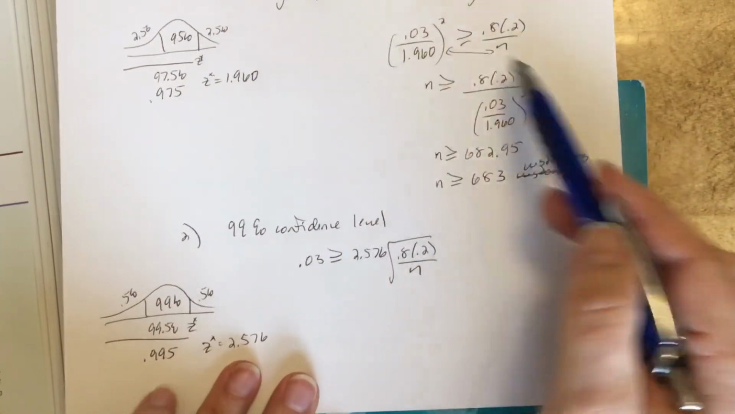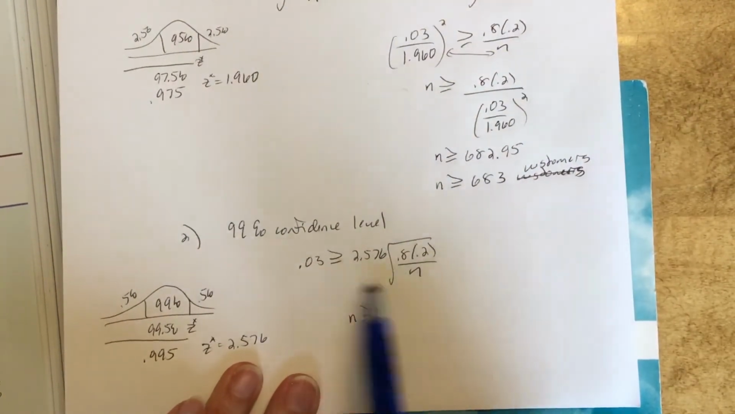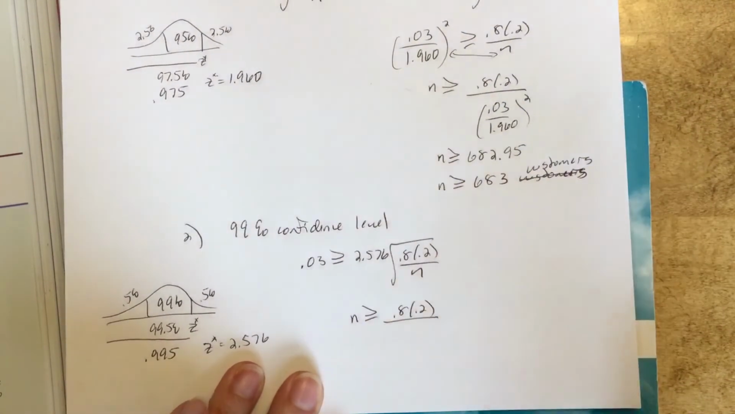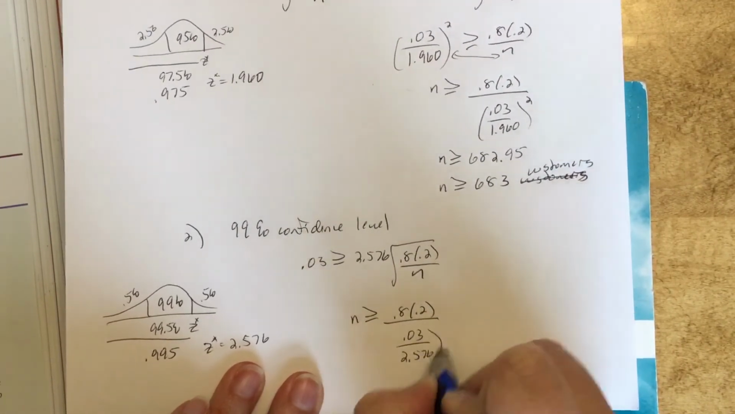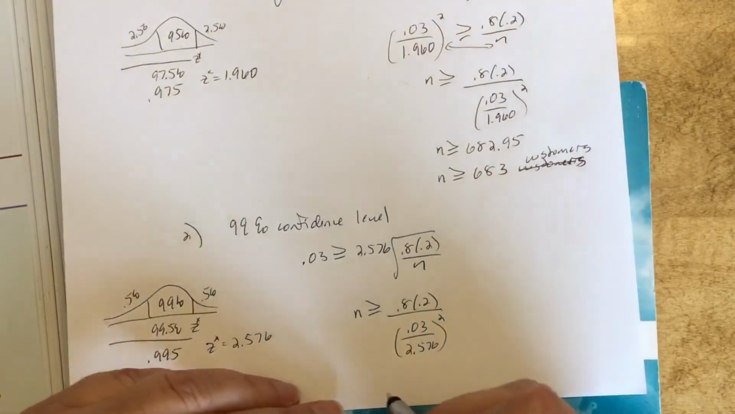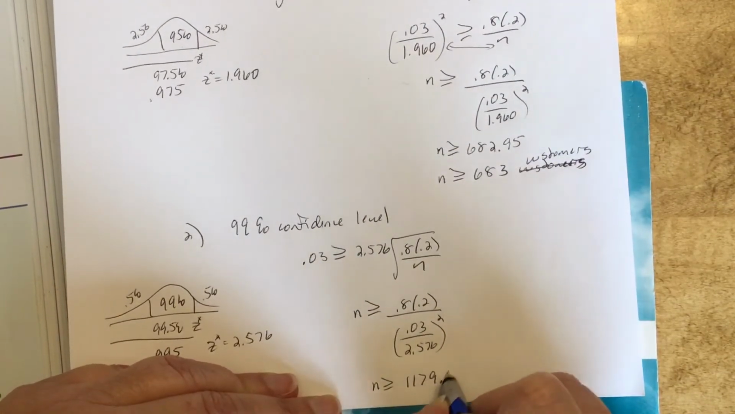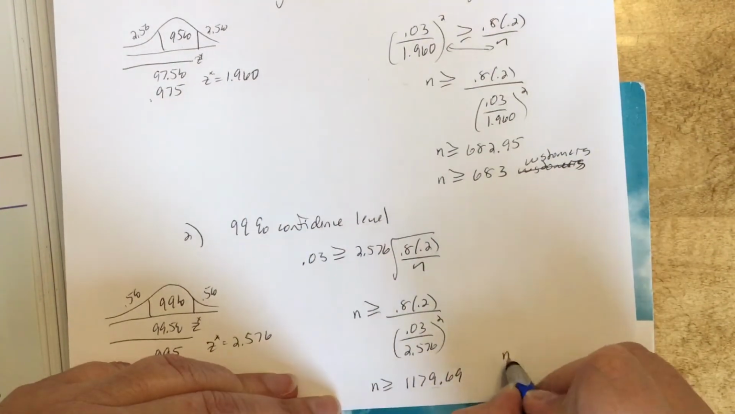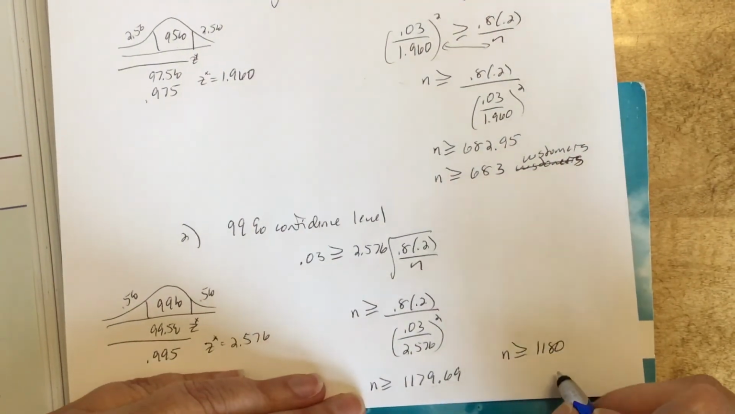And if we recall from the setup up here, and I'm just going through algebra, dividing, squaring, and then flipping, it'll be 0.8 times 0.2 over this quantity squared. Okay, so I can throw that in the calculator, and I'll get something like 1,179.69, but again, can't have a portion of a person because these are customers, so I'm going to say my sample size has to be greater than or equal to 1,180 customers.